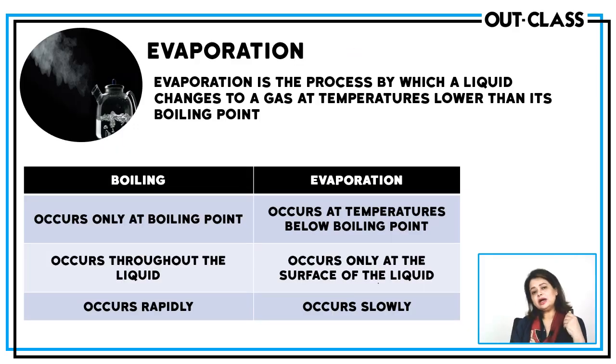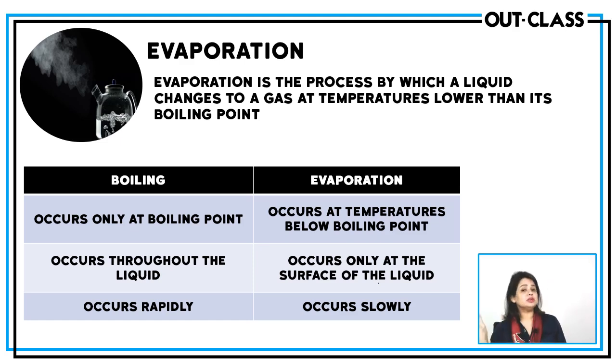Okay, now comes the comparison of evaporation and boiling. Boiling and evaporation are both a change of state from liquid to gas, but they are two different processes. Boiling occurs only at a fixed boiling point, and at this temperature the whole of the liquid changes into gas state. Evaporation can occur at any temperature. It is the conversion of a liquid particle into gas state. So it normally occurs below the boiling point.